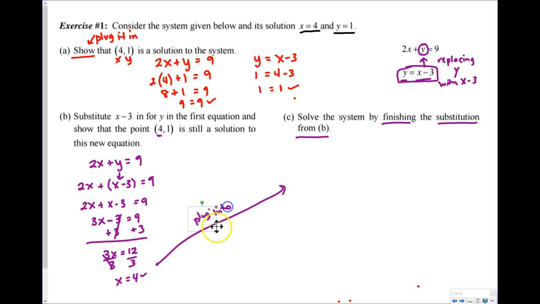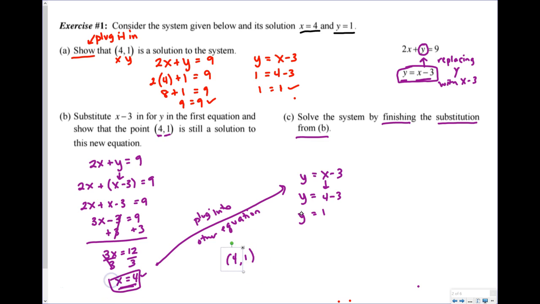Plug into the other equation. So I'm going to take one of my original equations. Let's take y equals x minus 3. And now, instead of x, what can I replace it with? 4. So y equals 4 minus 3 is 1. Is that what I wanted? Yes, I got the answer (4, 1). x equals 4 and y equals 1 using substitution. This is a substitution method where you take an expression and you replace a single variable with the expression.